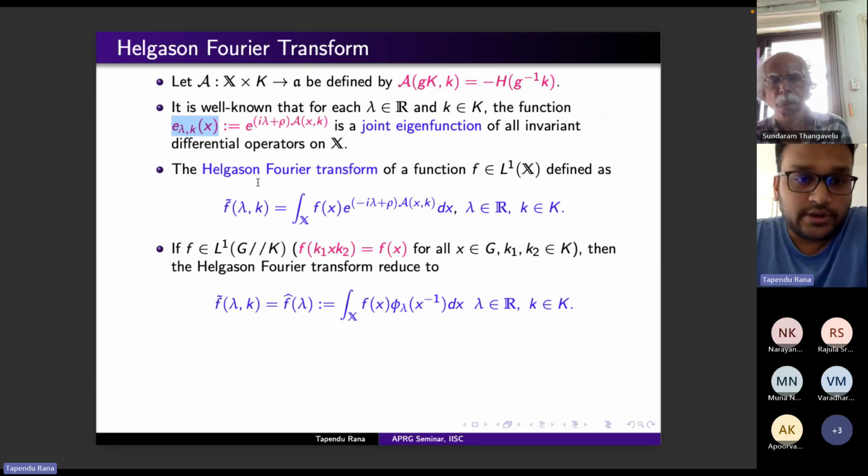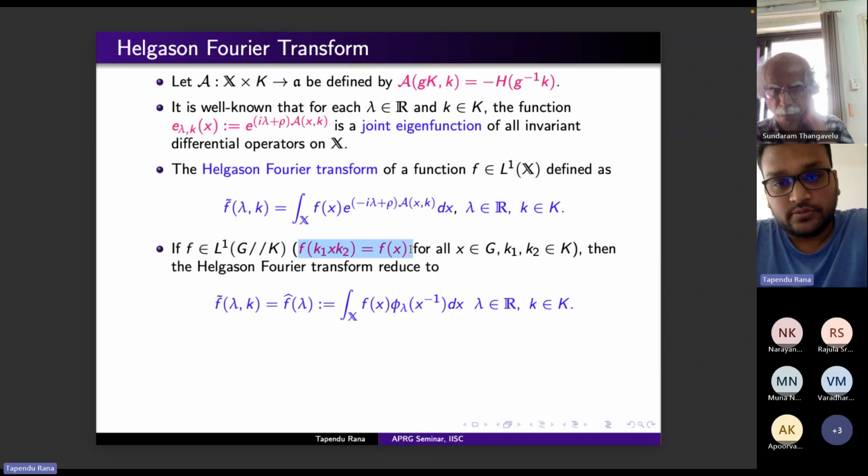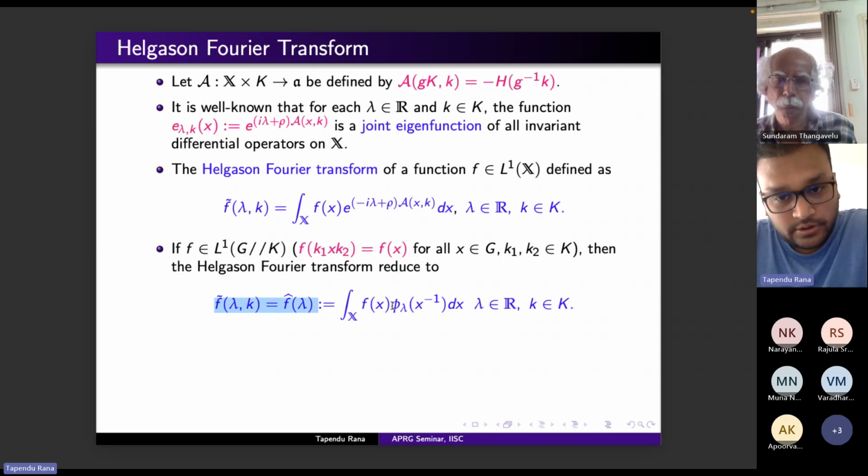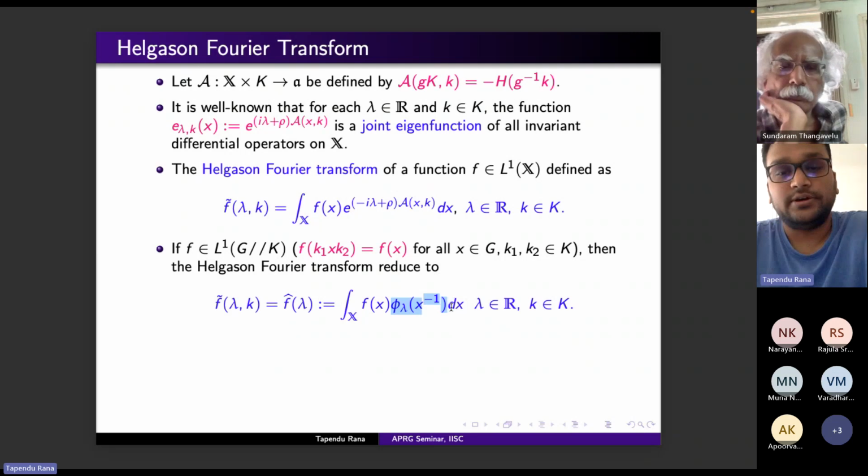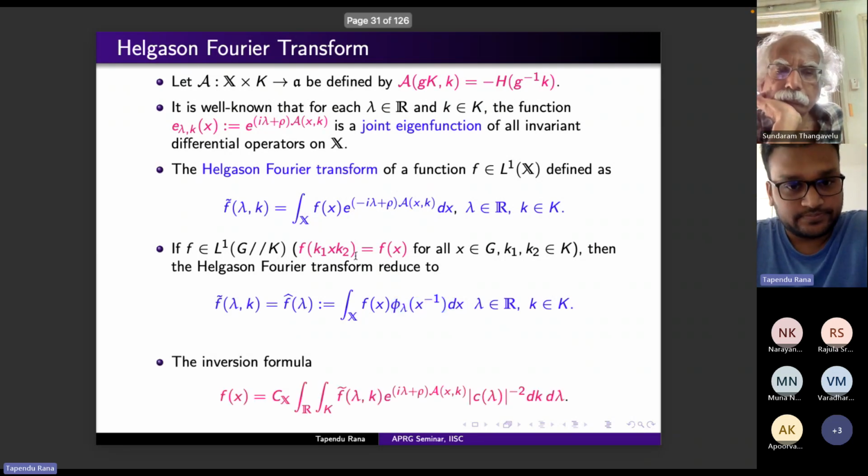And interestingly, if we take a K-bi-invariant function, that is, a function which doesn't change its value if you act by K on x from the left or right, we say such a function is K-bi-invariant. For such K-bi-invariant functions, the Helgason Fourier transform reduces to the spherical transform, where this φ_λ is called the elementary spherical function of the symmetric space X.